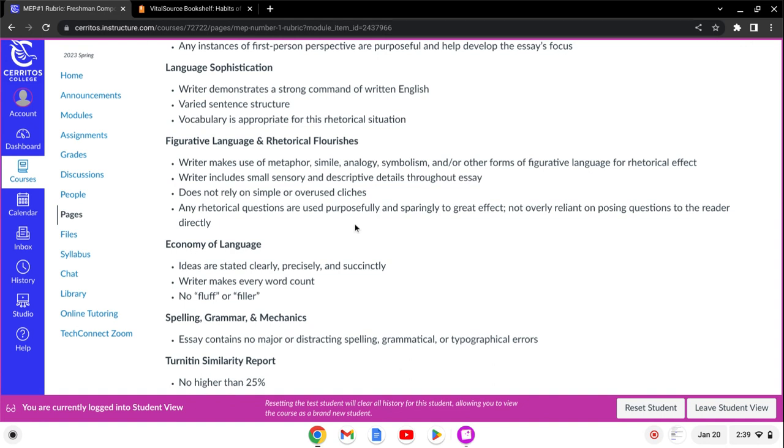This is what makes writing fun, and not only to write, but also to read. So how are you going to express your ideas in unique and original ways by building in these figurative bits of language? So pay attention to that. Have fun with it. Writer includes small sensory and descriptive details throughout their essay.